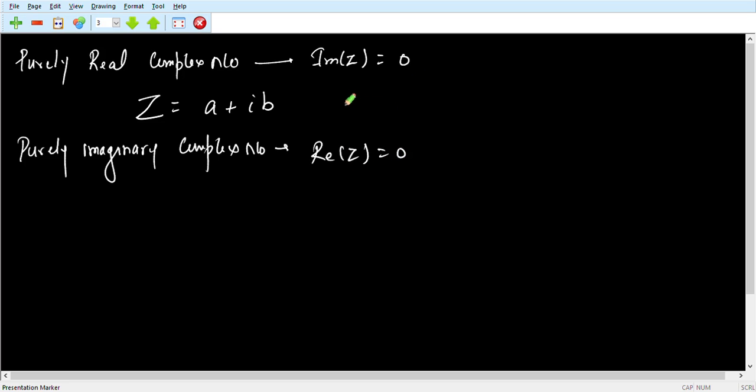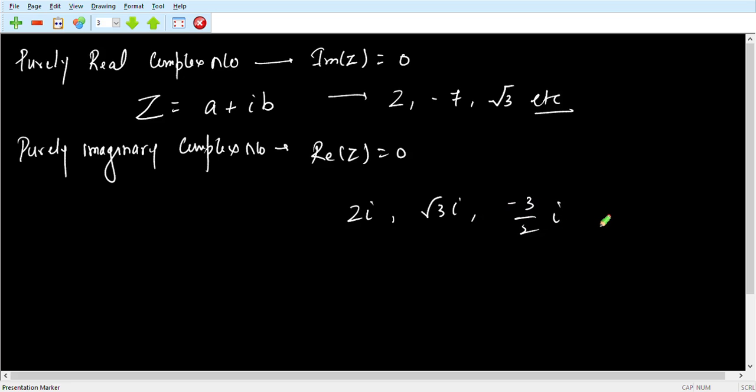Examples for a purely real number will be 2, minus 7, under root 3 and so on. And a purely imaginary complex number will be like 2 iota, under root 3 iota, minus 3 by 2 iota and so on. Now our next concept is the conjugate of a complex number.